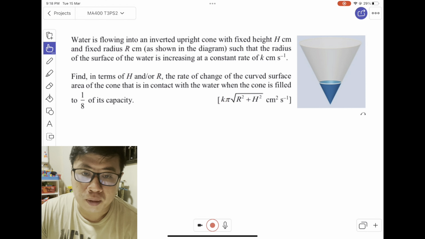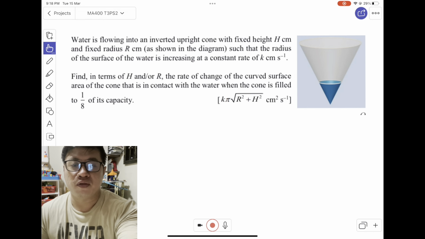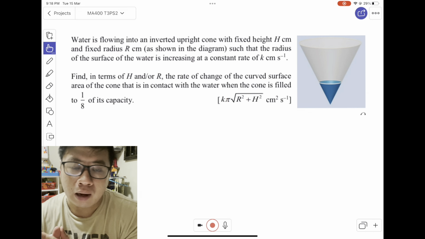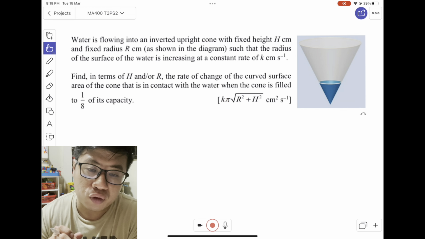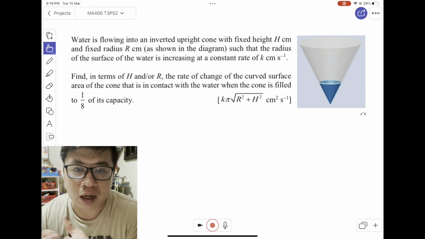Now this is from topic 3 practice set 2. Now this is a really difficult question, so do hear me out, and if you are not sure at any point, please feel free to leave your questions in the comments below and I'll answer them.